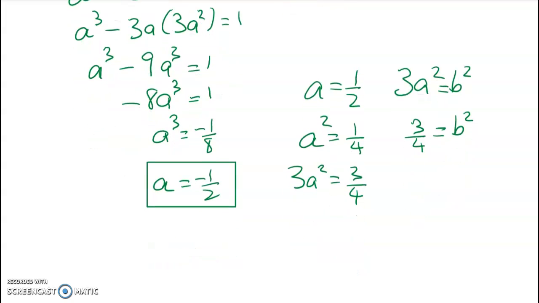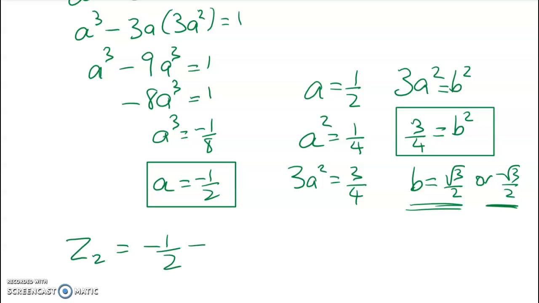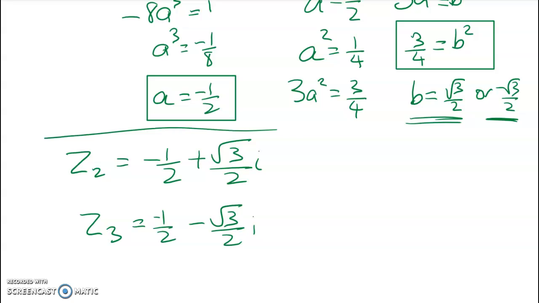So b could have been either a positive or a negative number. b is equal to √3 on 2 or negative √3 on 2. So all I'm doing there is I'm squaring that. So that has generated for me the other two solutions. So z2, our second solution, is negative 1/2 plus √3 on 2 i, and z3 is equal to negative 1/2 minus √3 on 2 i.